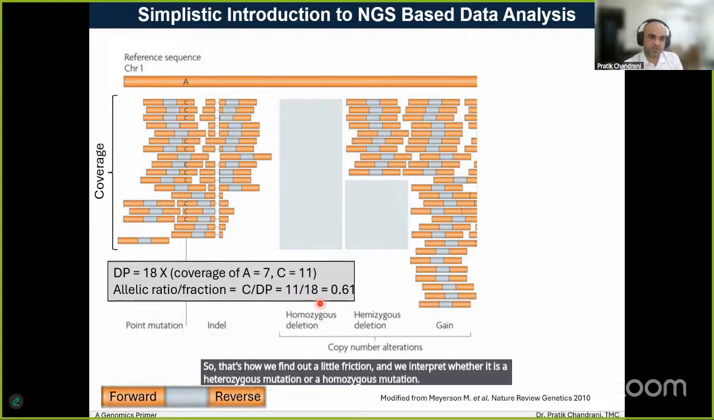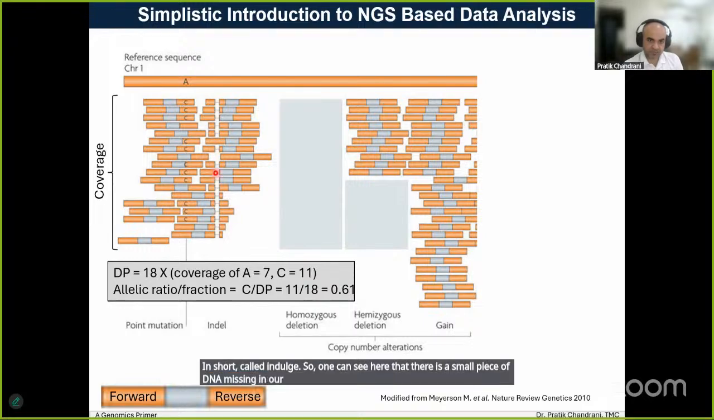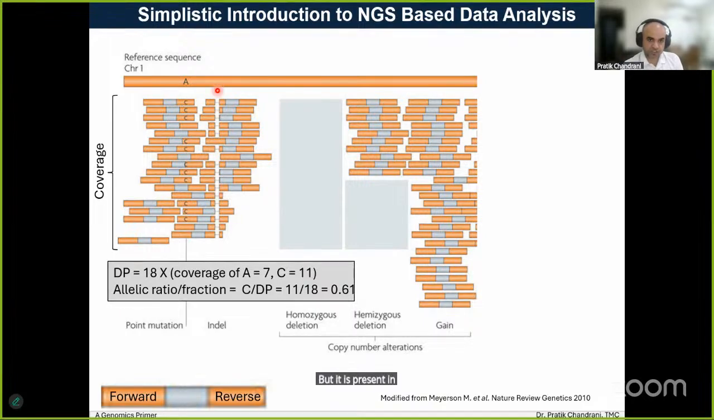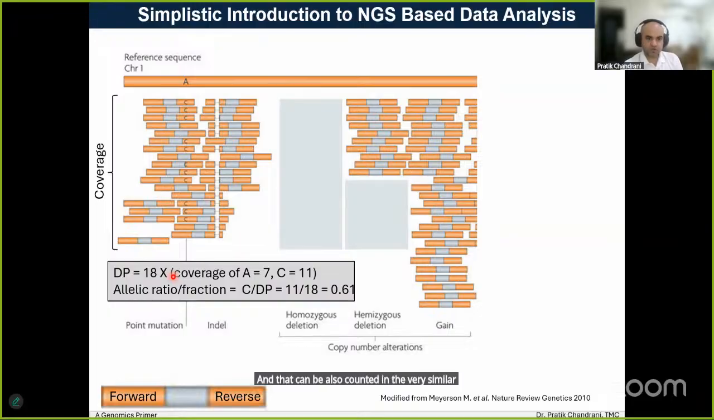Similarly, one can easily find out if there is any insertion or deletion, in short called indels. So one can see here that there is a small piece of DNA missing in our sequencing data, but it is present in the reference genome. So there is a deletion event happening here, a small deletion, and that can also be counted in a very similar manner to single nucleotide variants, SNVs.